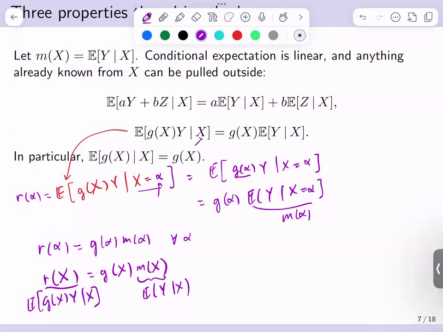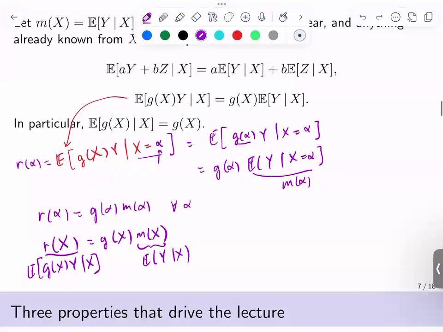Intuitively, once I condition on this, this is constant, it comes out. This is a very useful property which doesn't have any counterpart in the unconditional case. In particular, if I look at the expectation of g of x conditional on x, it just comes out and I just get 1 here, and the expectation of 1 is 1.